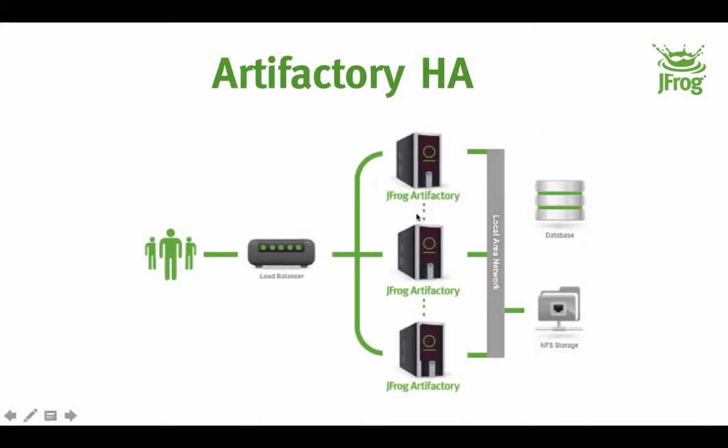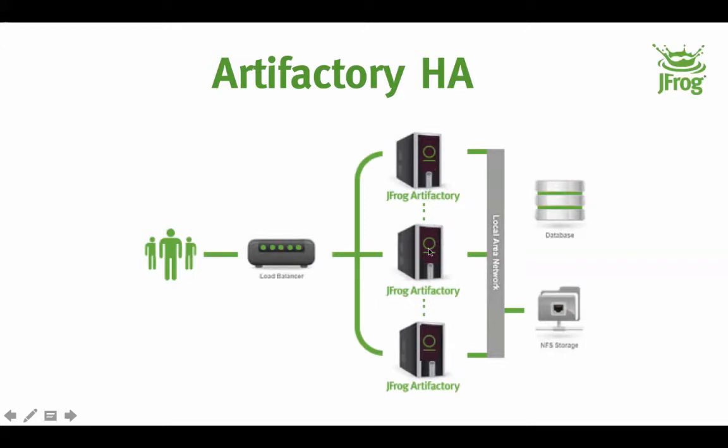Now this is a typical HA setup. What you have, as you can see in the diagram here, is the load balancer in the front. So any communication to the HA cluster would go through a load balancer. And behind the load balancer, you have your Artifactory instances. In our case, we have a 3 node cluster.